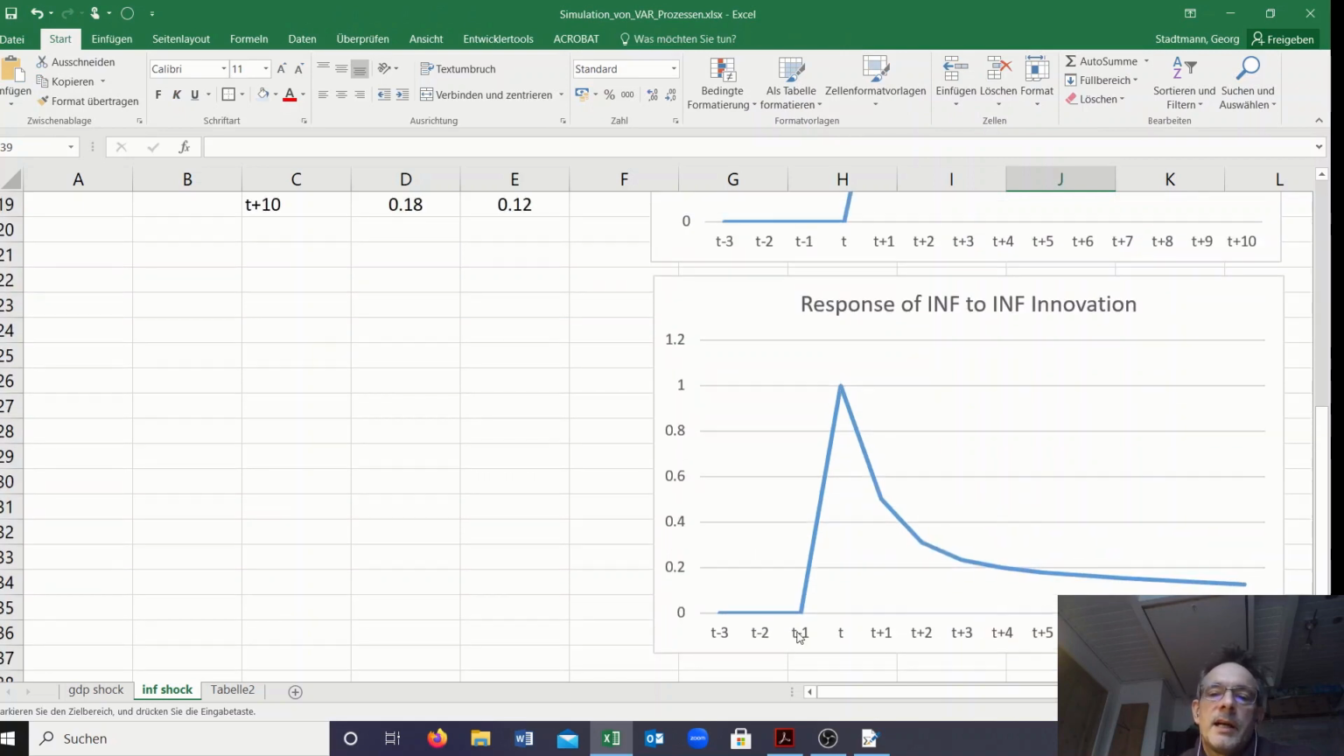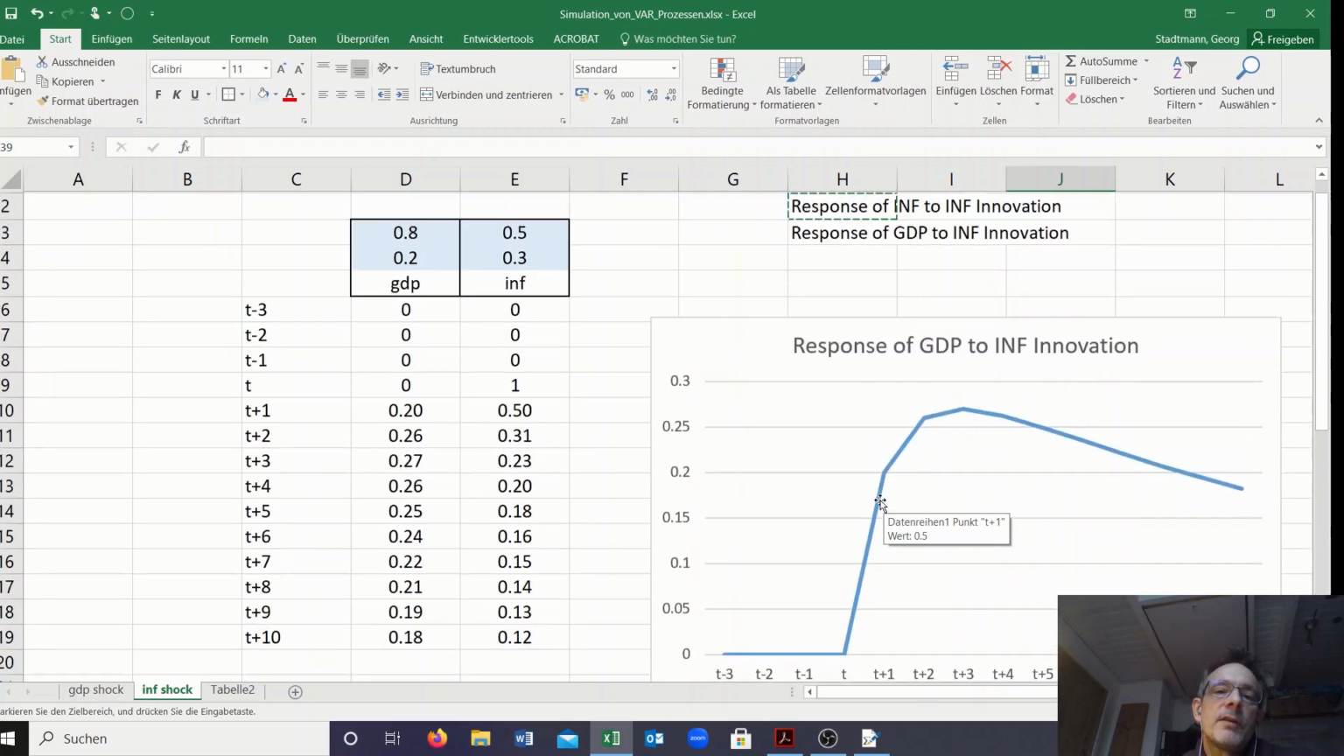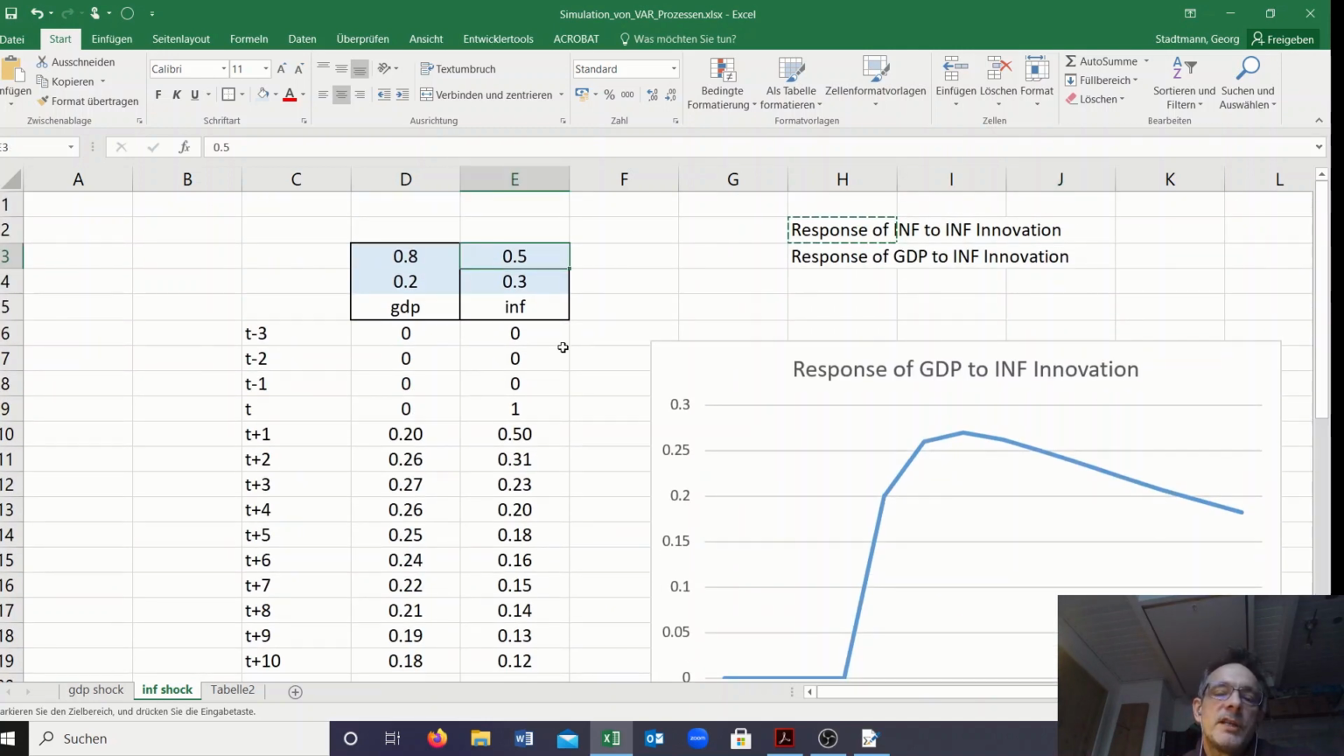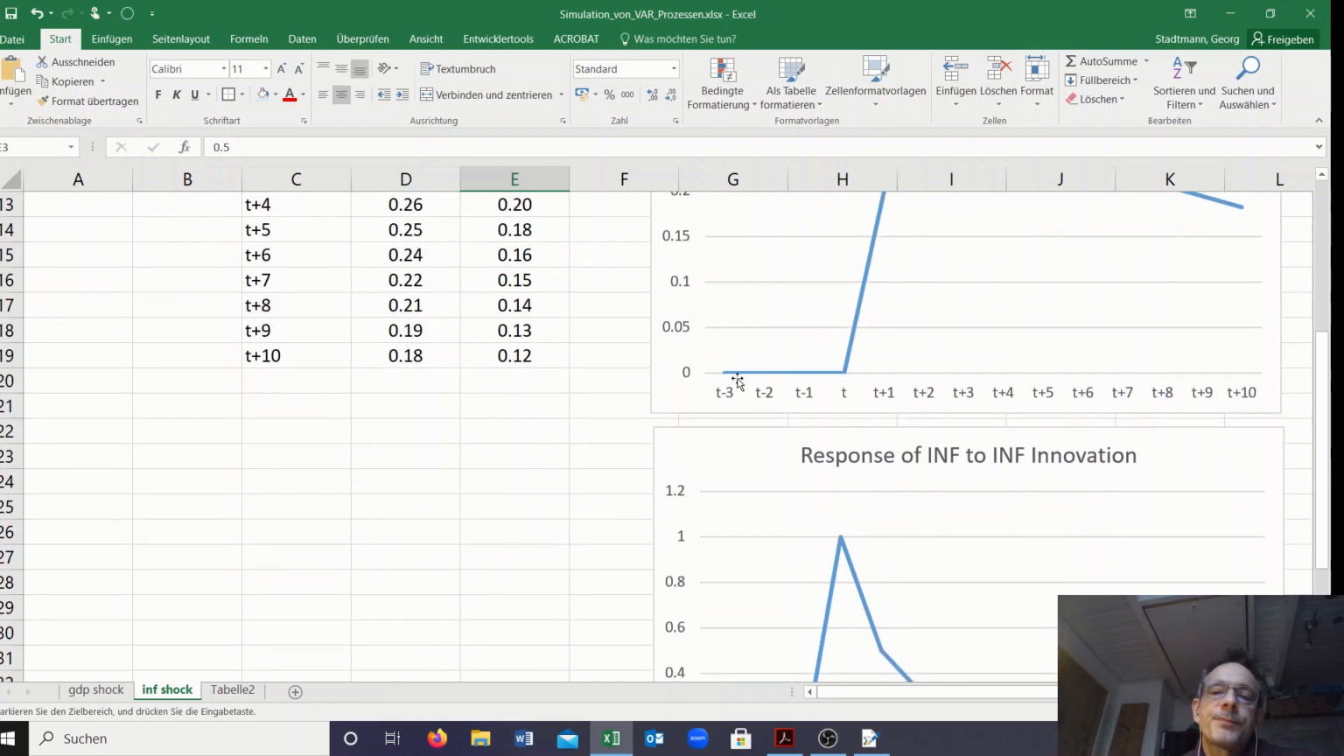Okay, let's analyze this graph first. Of course, in t-3, t-2, t-1, inflation is at the equilibrium value of 0. Then the shock occurs, the shock is normalized to 1. And then after one period, the inflation rate will be at 0.5 because of the fact that this coefficient here is equal to 0.5.